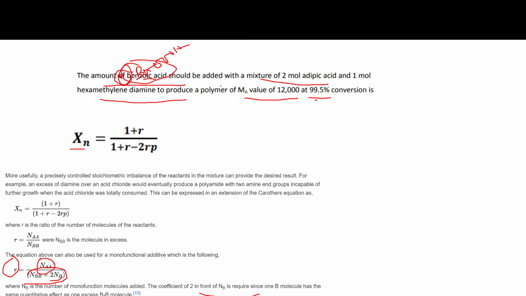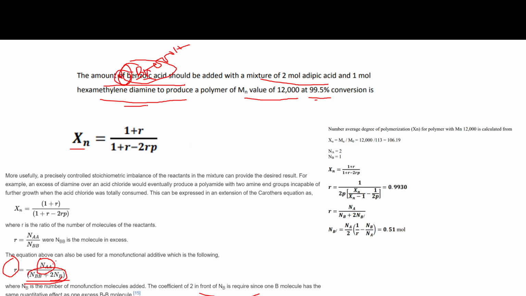Here the benzoic acid and adipic acid are involved, so the total moles of acid go below and the moles of amine above. From here we can easily calculate the xn bar value, which will be 106. First we have to calculate the M0 value. M0 for hexamethylene diamine and adipic acid we have already calculated as 113. So you know the molecular weight, and you can calculate the xn bar value.